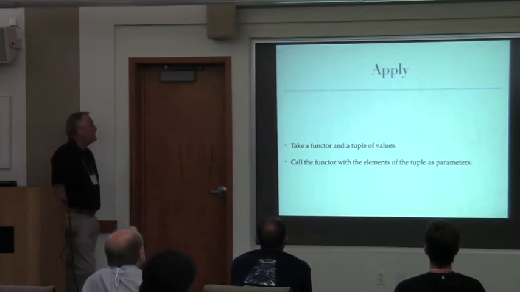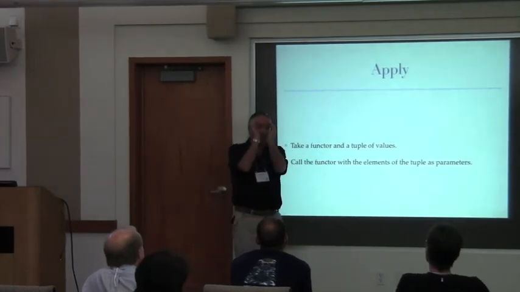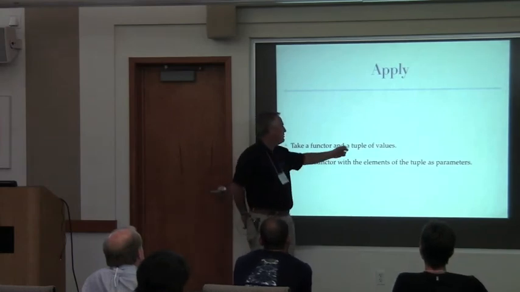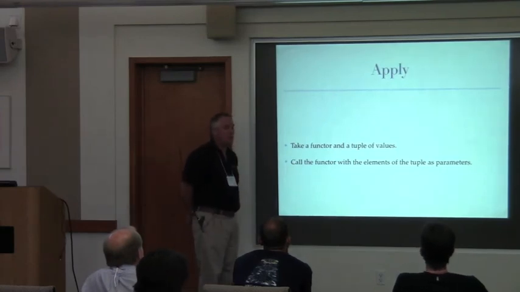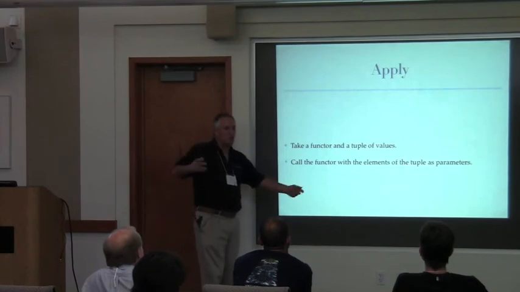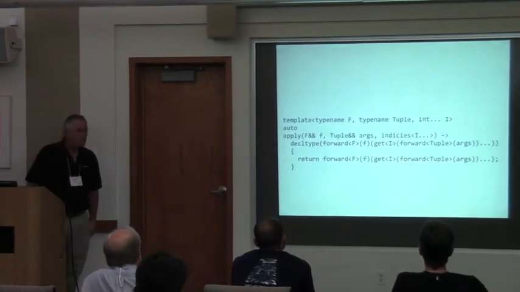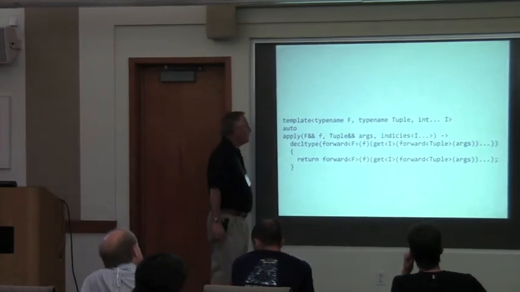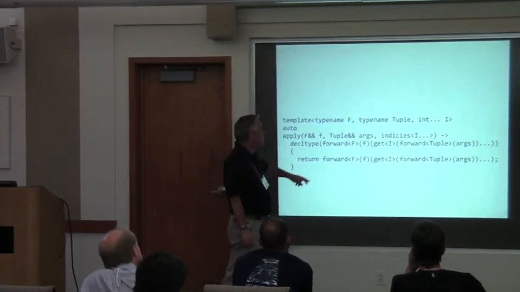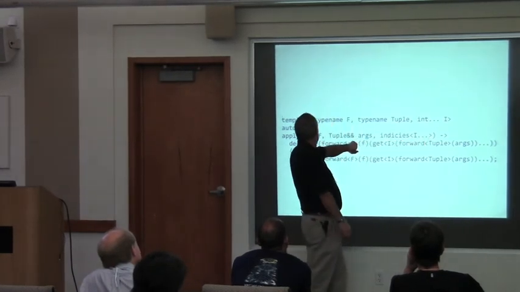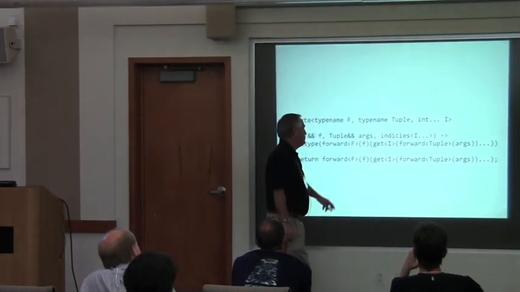Okay, apply. Another interesting thing you can do with tuple. If you have a functor, a functor being defined as something that implements the function call operator, and a tuple of values, call the functor with the elements of the tuple as parameters, doing implicit conversions as necessary. Here is one that actually does all the forwarding and rvalue references and so on. And this is very straightforward, right? We have our indices here. And so we burst it right here.